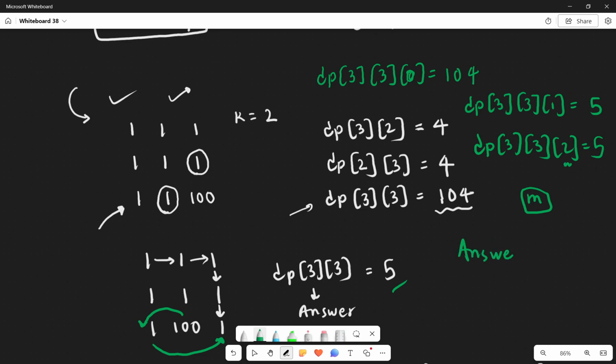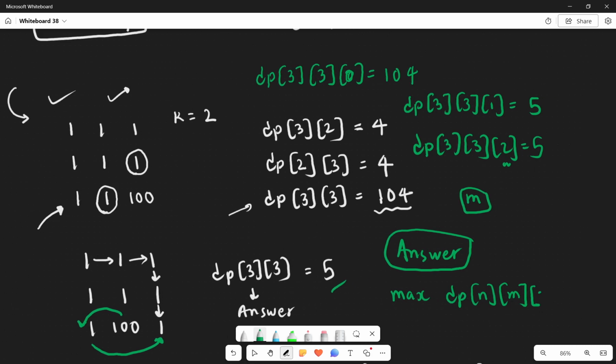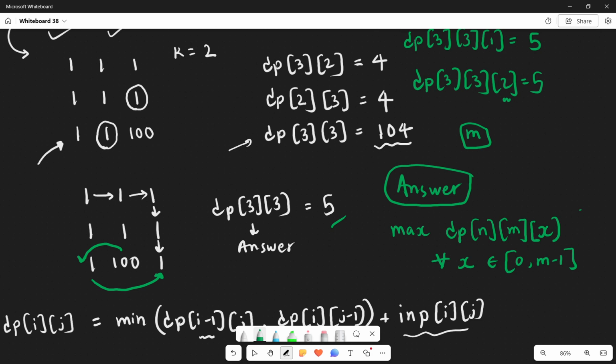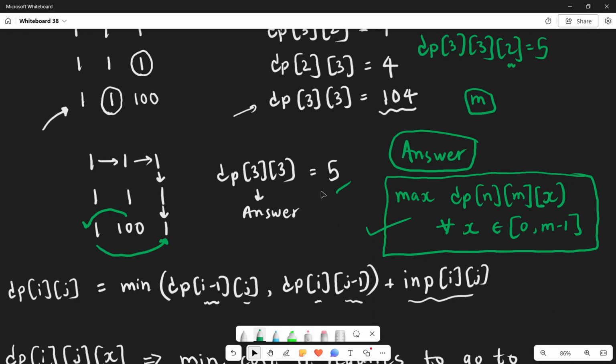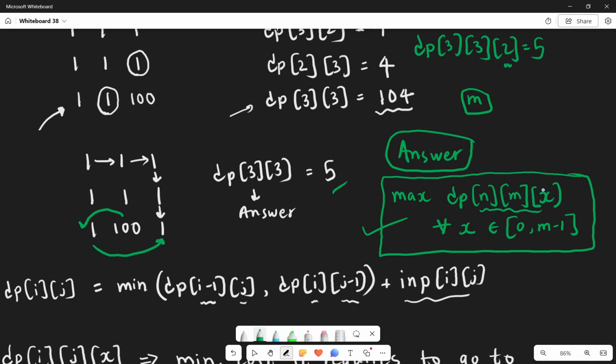and my answer will be the maximum over dp of n comma m, and third argument will be x, for all integral x from 0 to m minus 1. So my answer is the maximum of dp of n comma m comma x. This way I will formulate my dp. So here our space complexity would be O of n cube, you would say.